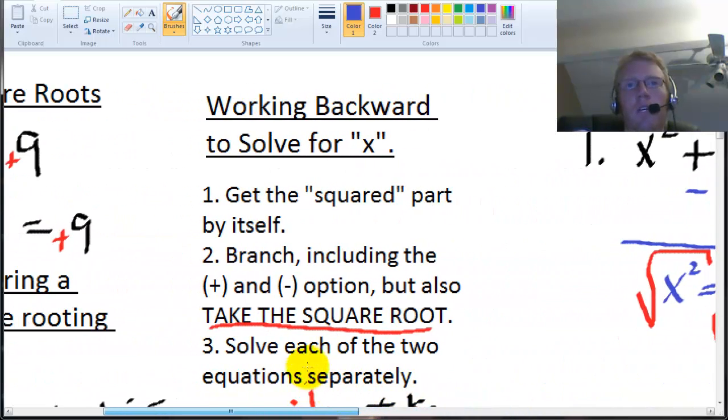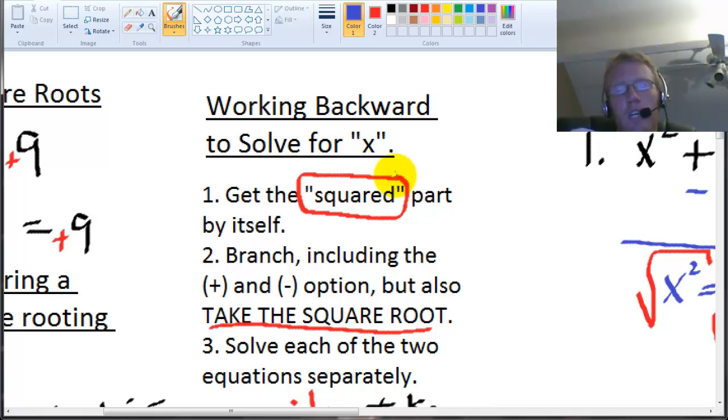Again, what are your steps? Work backwards to solve for x. First, get the squared part by itself. And it might be nice to circle or highlight the squared part at the beginning of the problem. That way you know what you're trying to isolate. Once you get that part by itself, branch into two possibilities by taking the square root of both sides. And once you have the two possibilities, you can solve each side separately to get the values that you have for x. And of course, if it's a quiz or you want to double check your work, you can take the two answers you get out, plug them back into the original problem, and verify that they work.